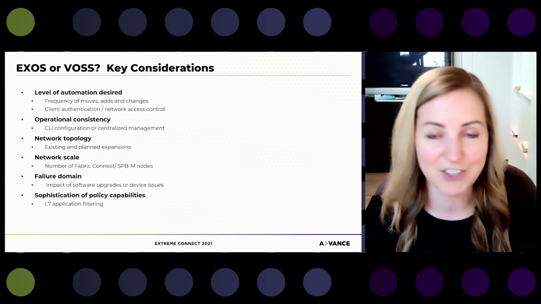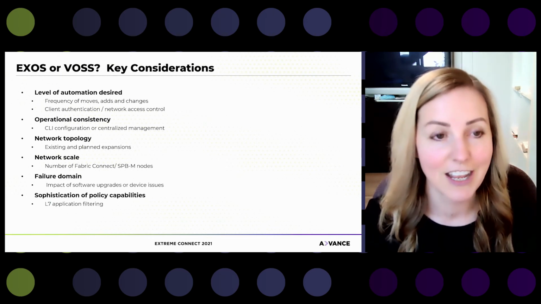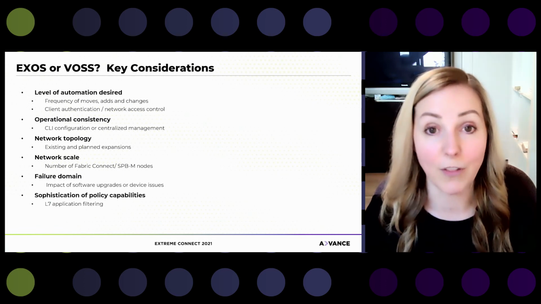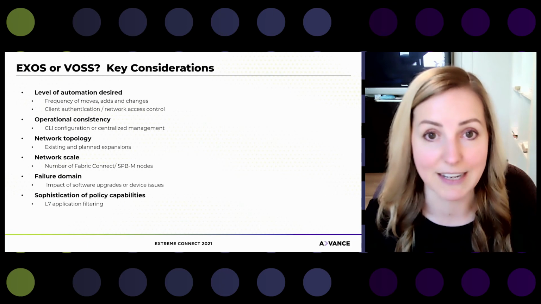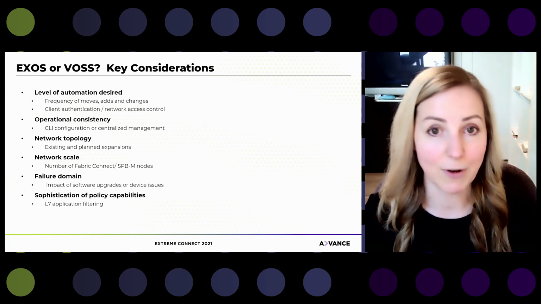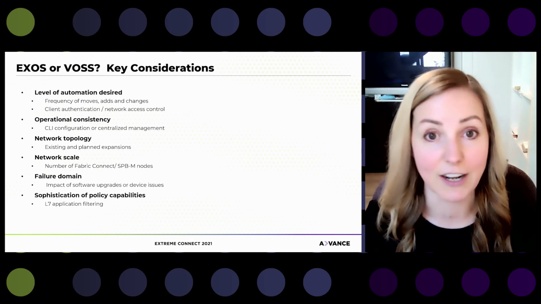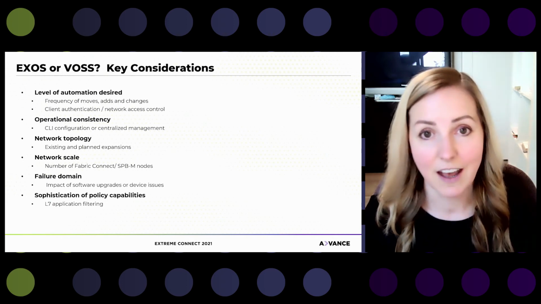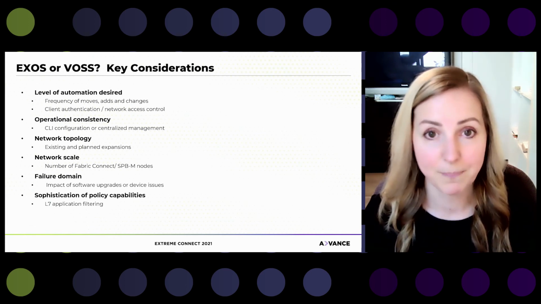So the first would be just the level of automation that's desirable at your network edge. And Joe talked a lot about all the automation that we're enabling through the Autosense capabilities. And so if you are in a dynamic network environment, experiencing a lot of network moves, adds, and changes, that solution does provide a lot of automation.